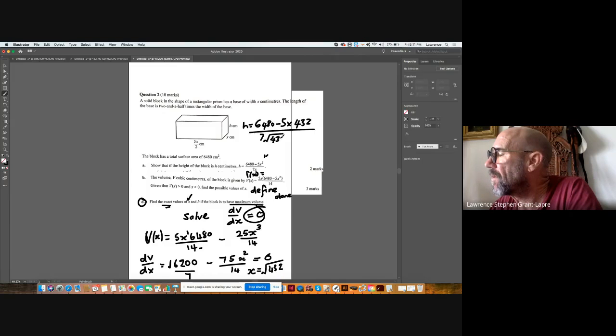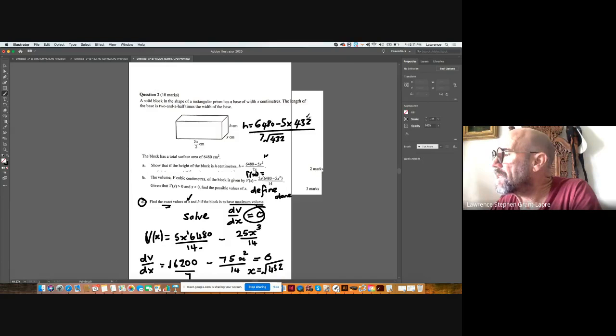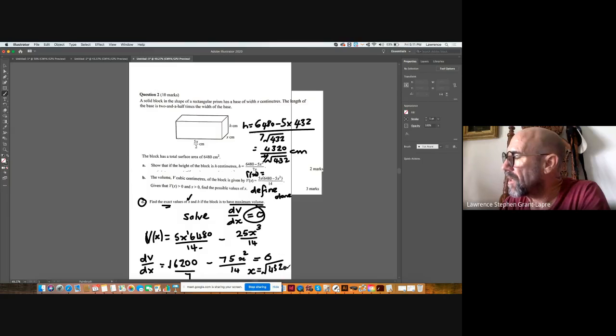So that's the value. If you figure all that out, that's 4,320 over 7 root 432. And it's centimeters. So x equals square root of 432 centimeters, and h equals 4,320 over 7 root 432 centimeters. That's the exact value.